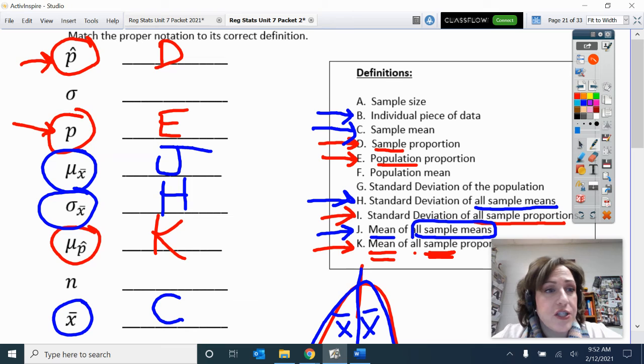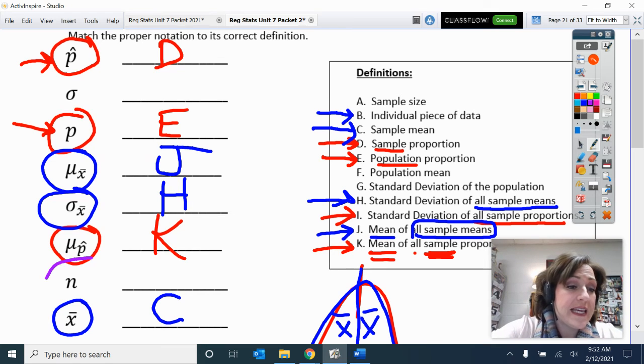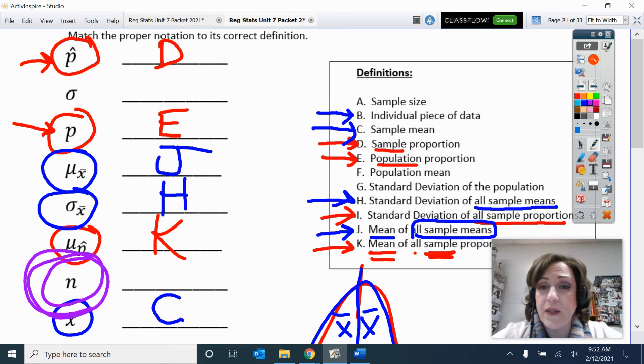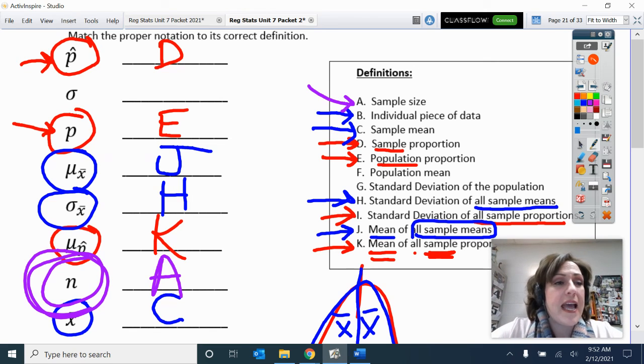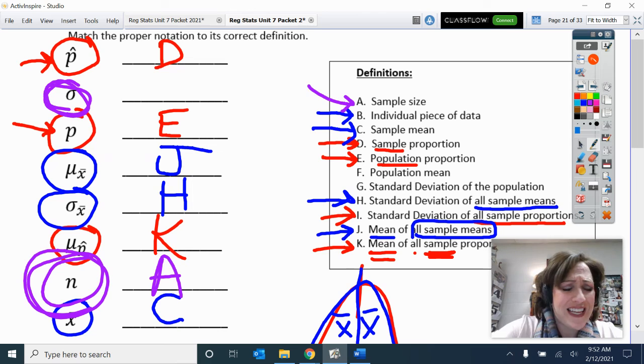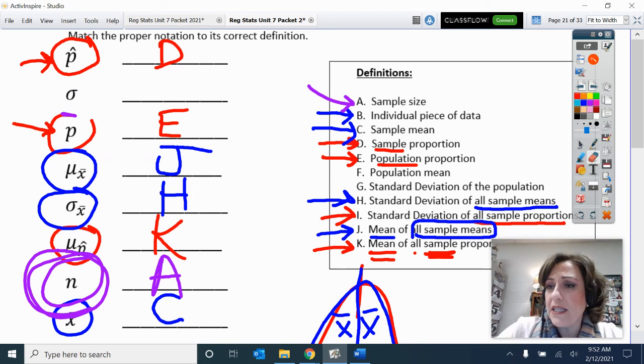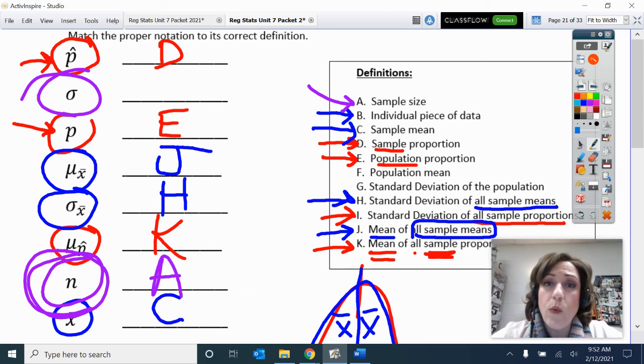I'll do this in a different color. So we've got this N, regular old N. Hopefully you know what that is. That is your sample size, so that's A. And then what about this plain sigma? It doesn't have a subscript like the other ones. It's just plain. Well, that's because it's the original population one, how varied all of the individual pieces of data are.